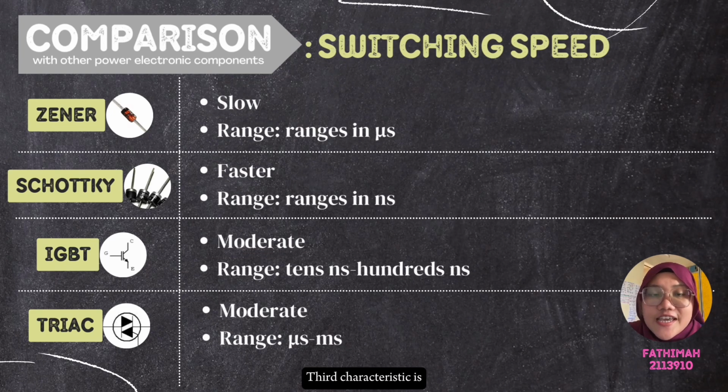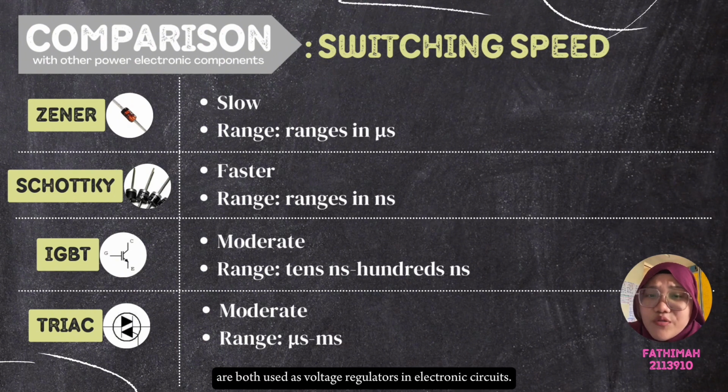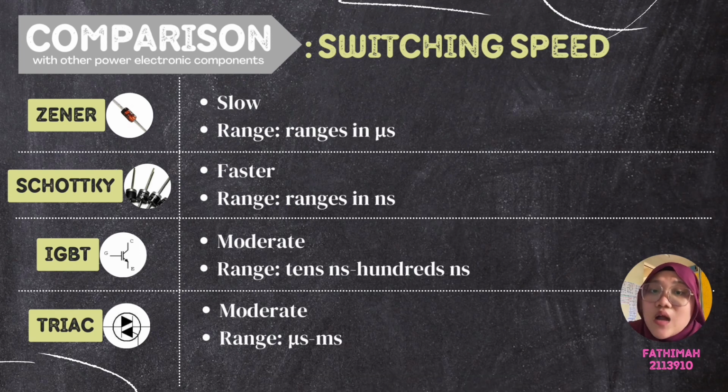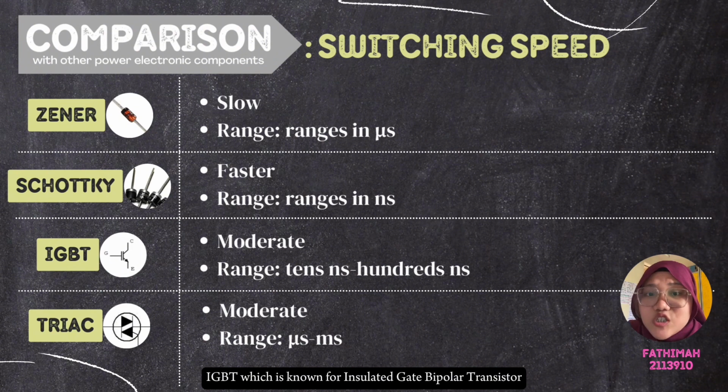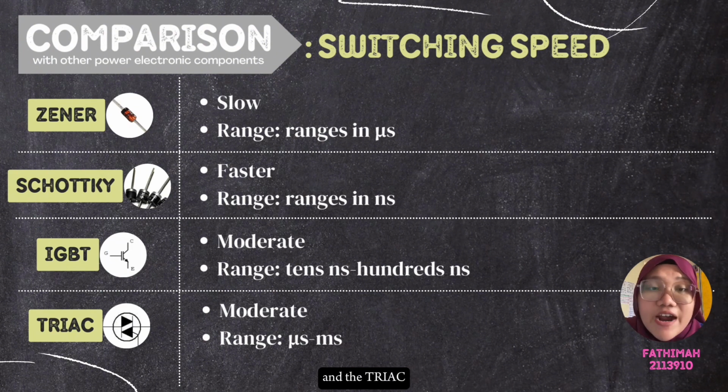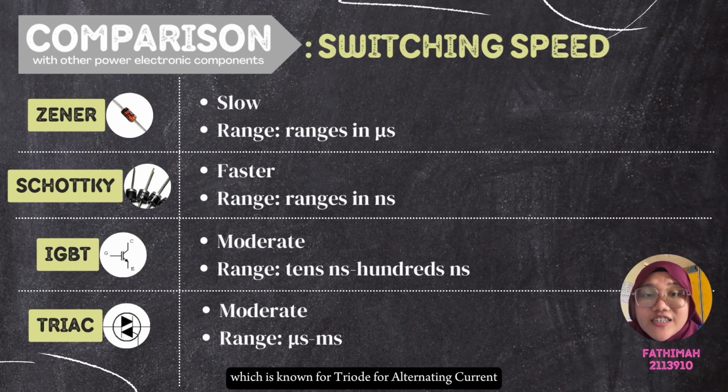Third characteristic is switching speed. Zener diodes and Schottky diodes are both used as voltage regulators in electronic circuits. While they do have fast response times, they are not typically used for high-speed switching applications. On the other hand, IGBTs, which stands for insulated gate bipolar transistors, and the triacs, which stands for triode for alternating currents, are both used for high switching speed applications.